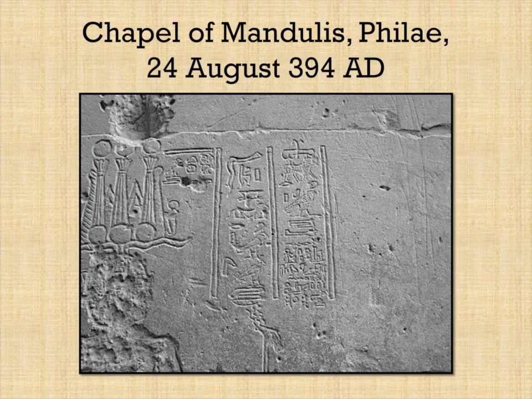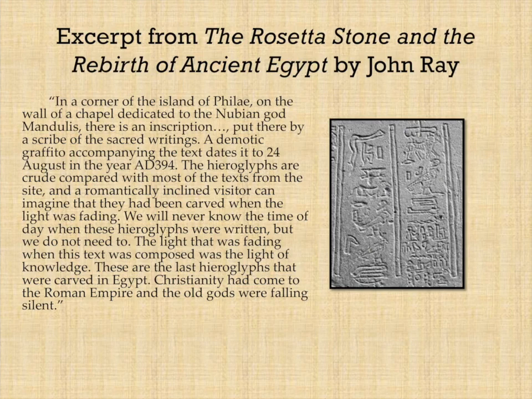I'd like to read something to you from a book called The Rosetta Stone by John Ray. In a corner of the island of Philae, on the wall of a chapel dedicated to the Nubian god Mandalus, there is an inscription, put there by a scribe of the sacred writings. A demotic graffito accompanying the text dates it to 24 August in the year AD 394. The hieroglyphs are crude compared with most of the texts from the site, and a romantically inclined visitor can imagine that they had been carved when the light was fading.